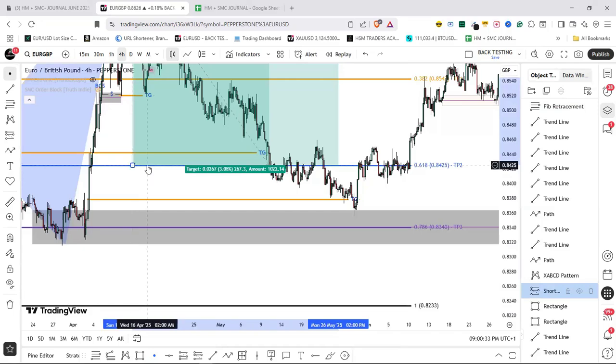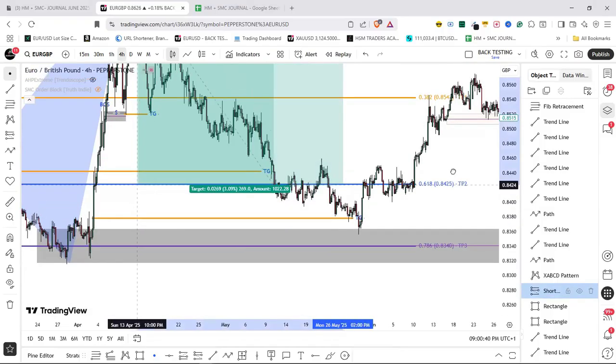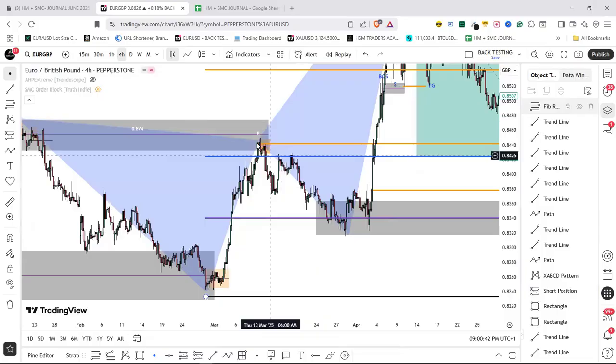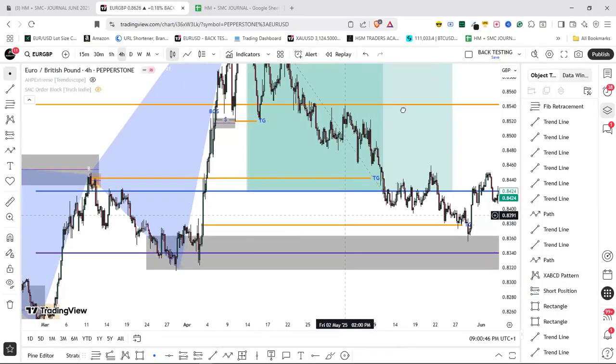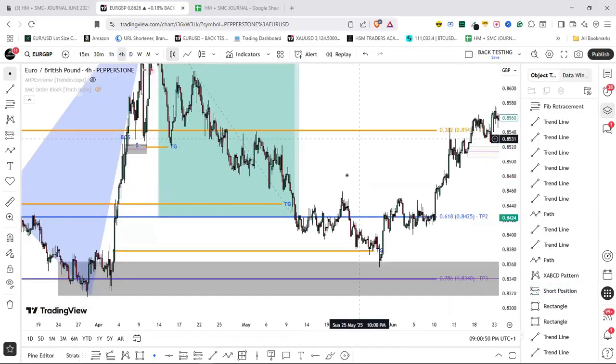0.618, final target. Then you can target this liquidity point, this fair value gap, and extend your target. But then the final target is what? 0.618, and it is just at that point. That is your final exit on this trade. That is how you secure profit on this particular trade. So that was how the trade played out.